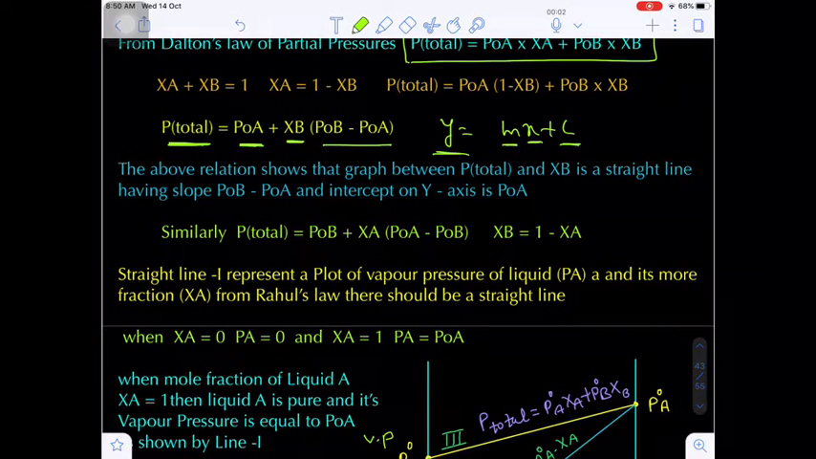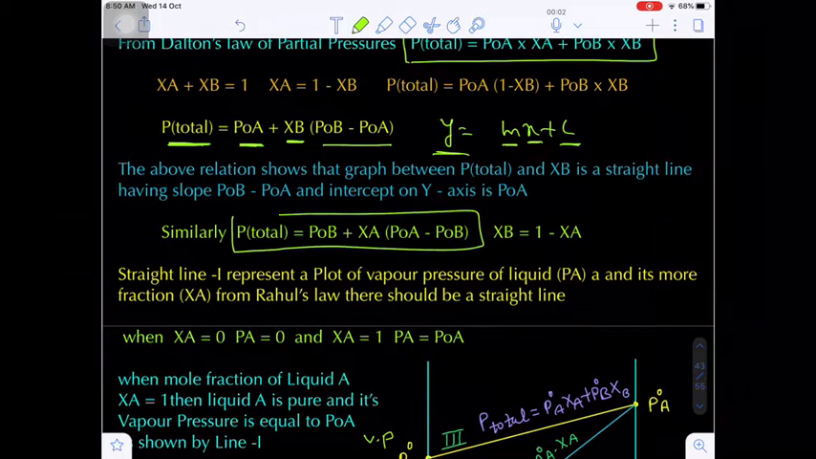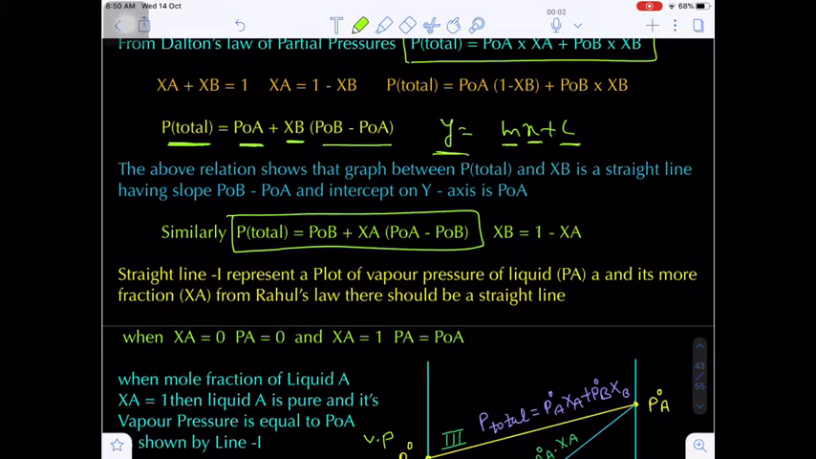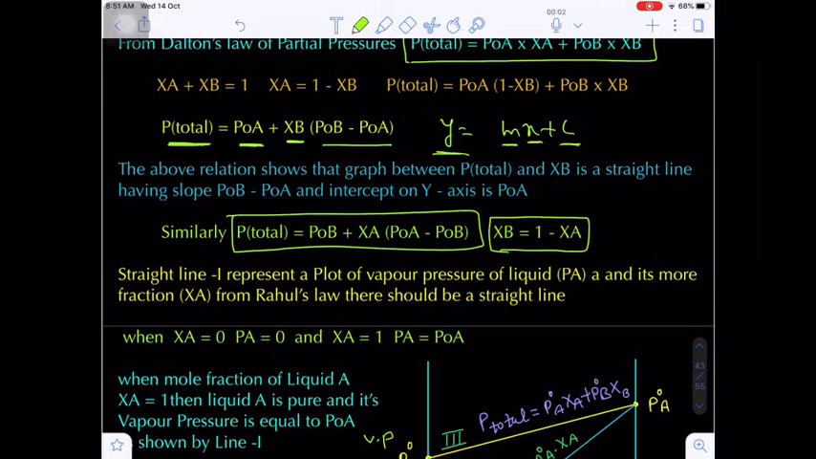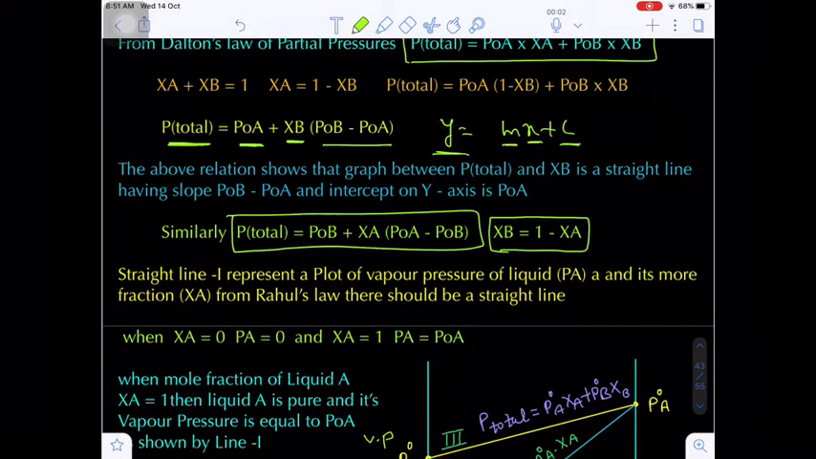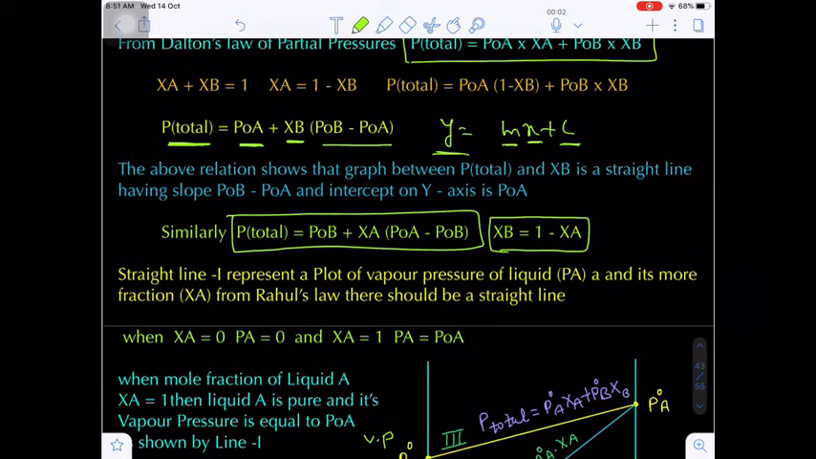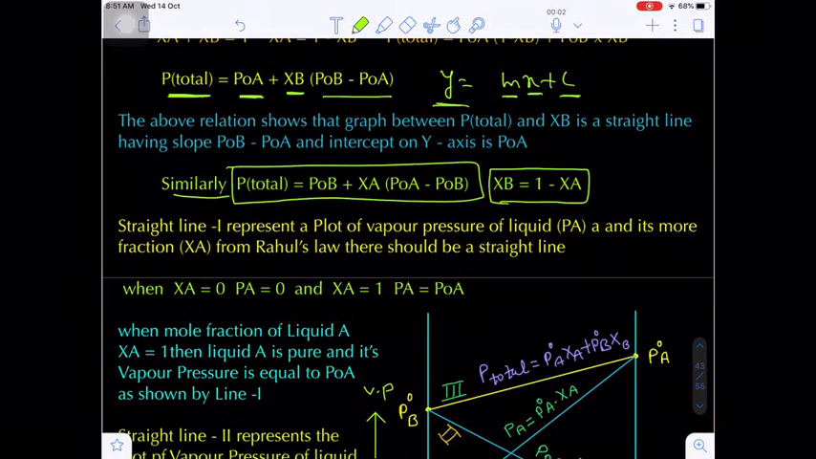Otherwise, if you want to convert the mole fraction of XB into mole fraction of XA, you will get P total equal to P naught B plus XA into P naught A minus P naught B, since XB is equal to what? 1 minus XA. If you replace XB with 1 minus XA, you will get P total equal to P naught B plus XA into P naught A minus P naught B.